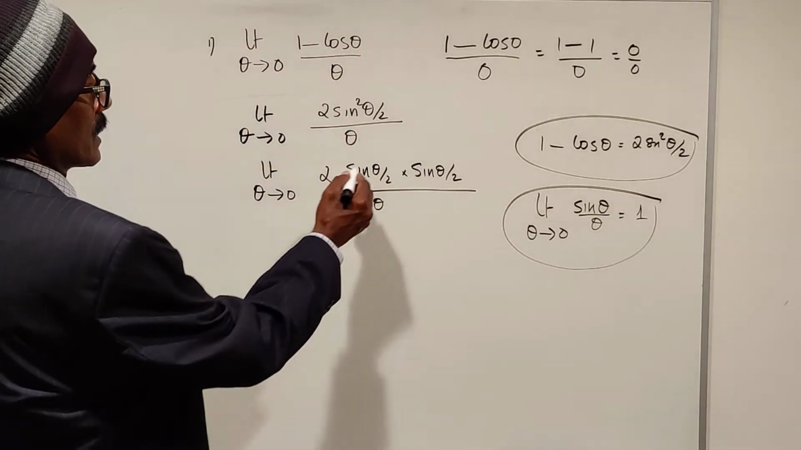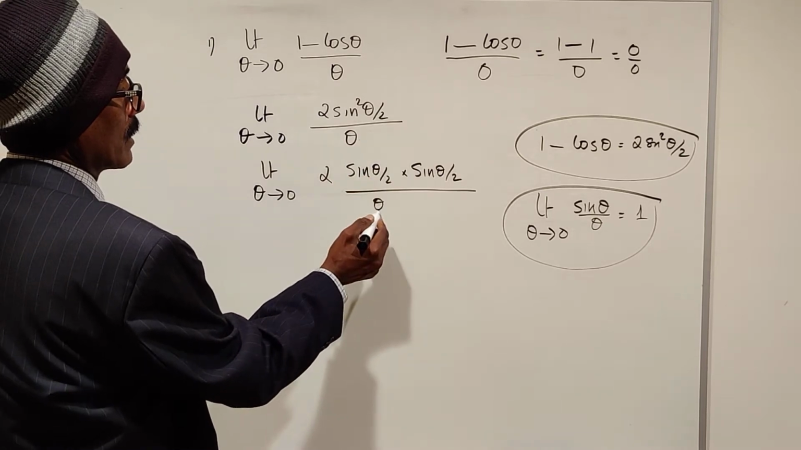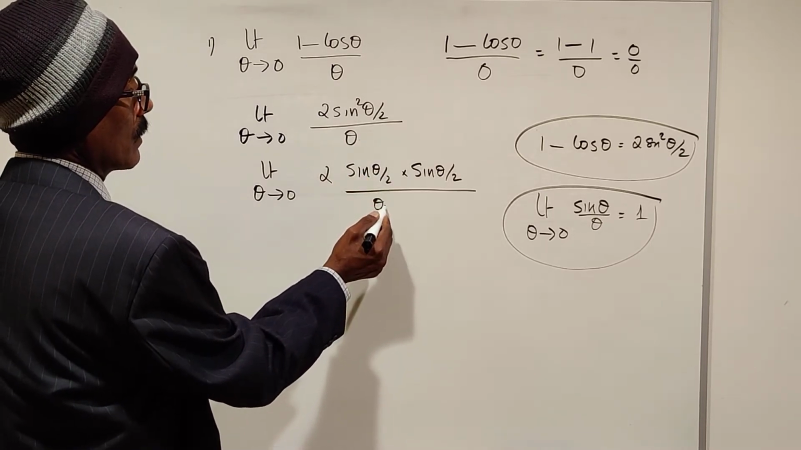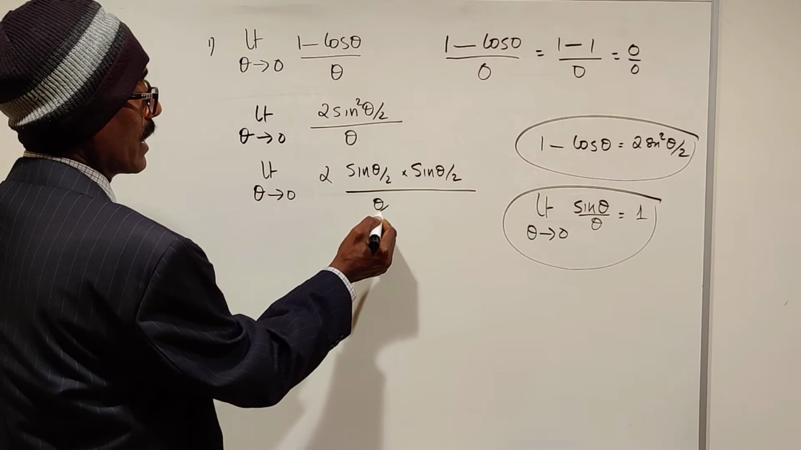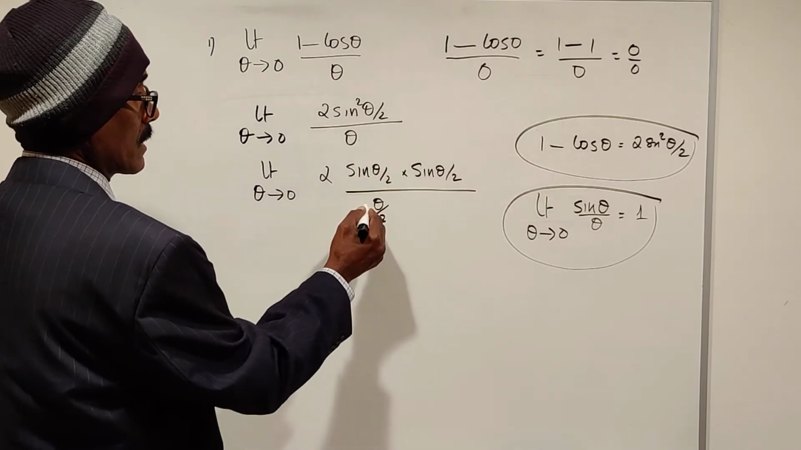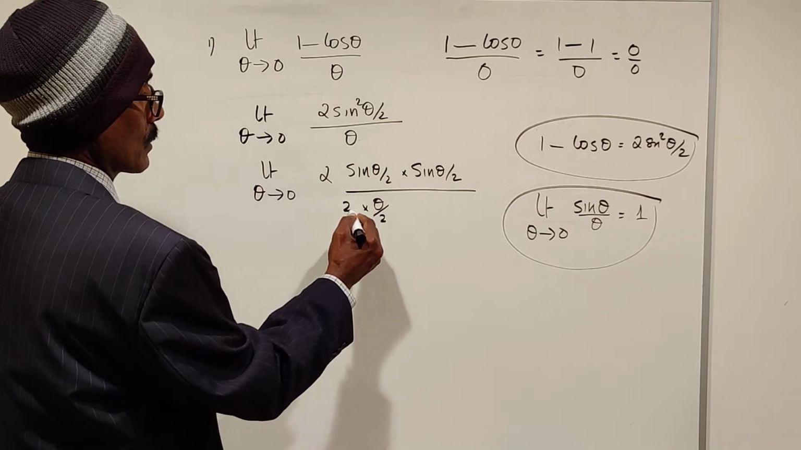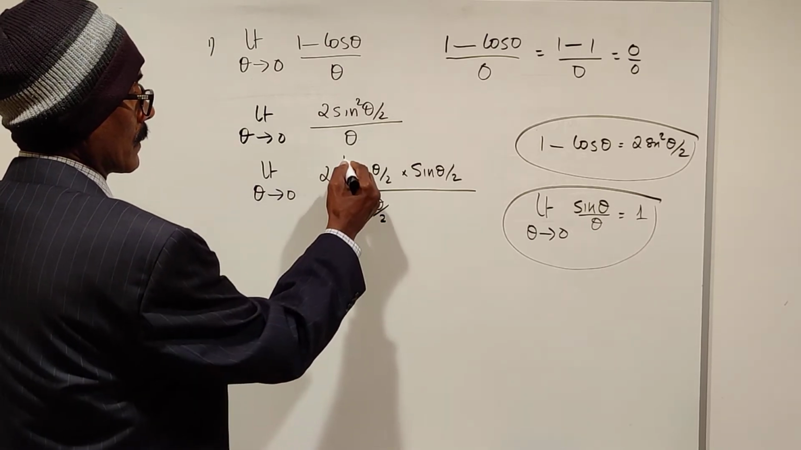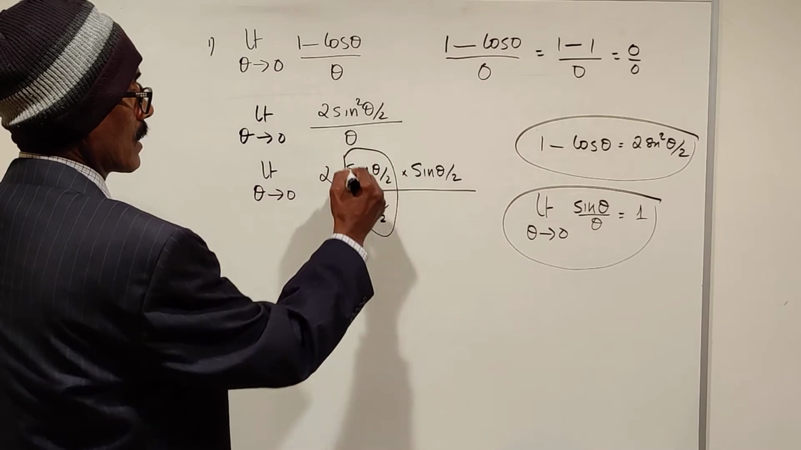Okay. Sine theta by 2. Here it is only theta, so you need to divide with the 2. And the value will change now, so you need to multiply with 2 also. See, this one is 1.